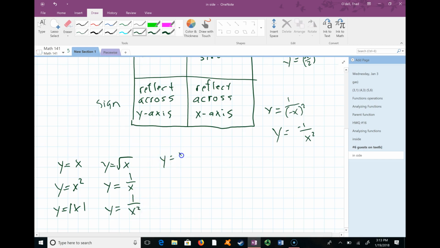Y equals the cube root of x. Let's see, that's 6, 7. What am I missing? Y equals x cubed. 1, 2, 3, 4, 5, 6, 7, 8. And the step function, which is y equals the ceiling function. Okay, so those are the parent functions that basically represent the different families of functions.